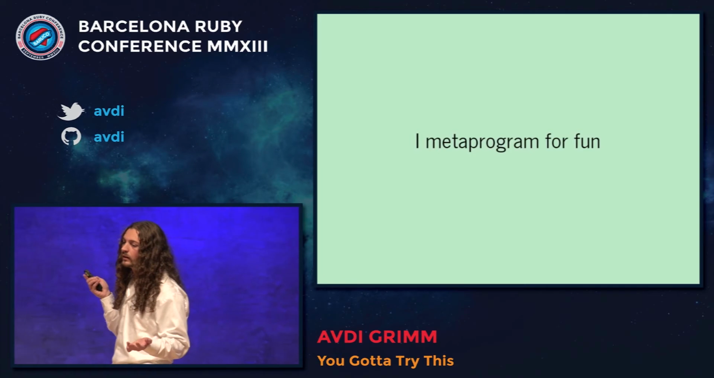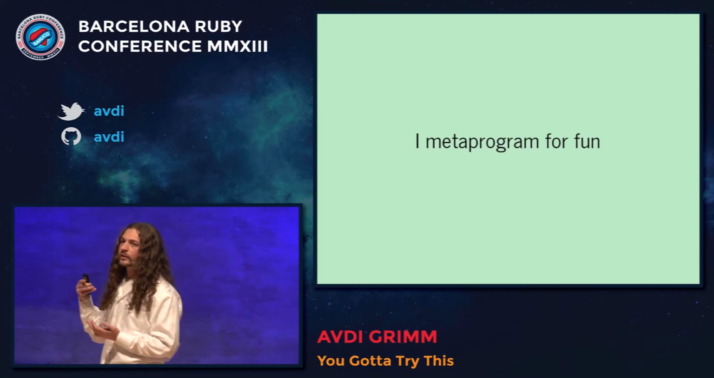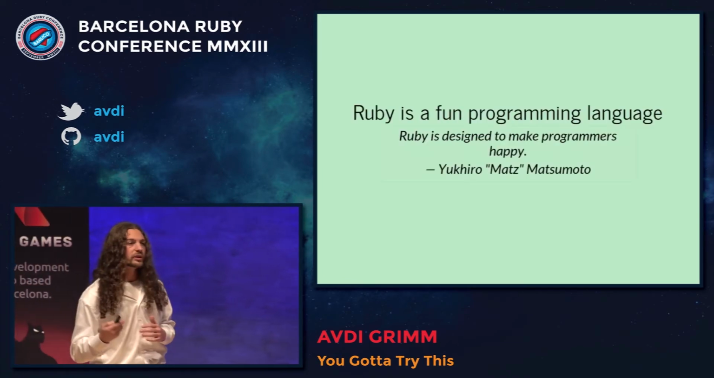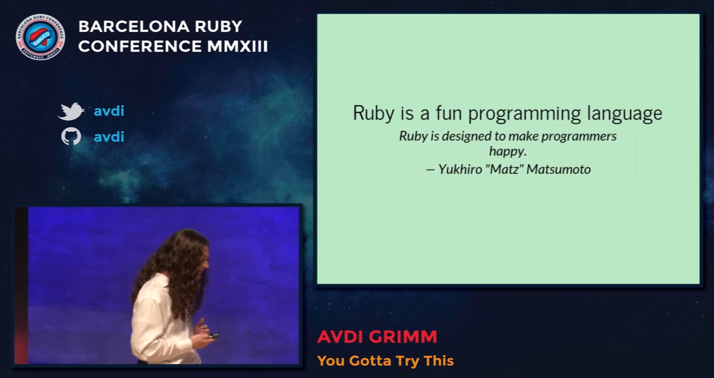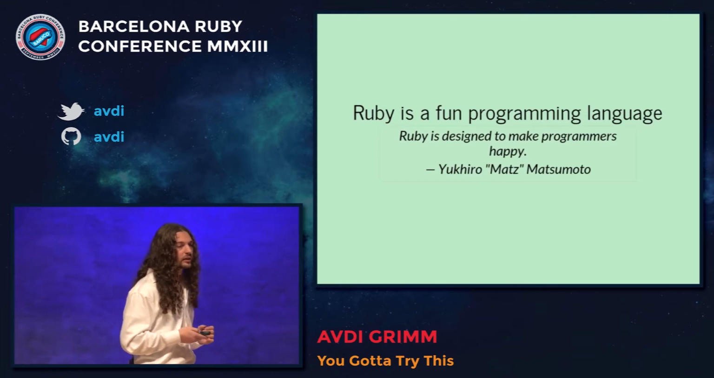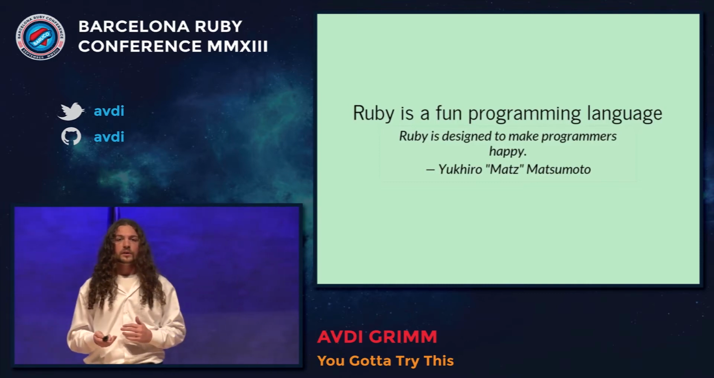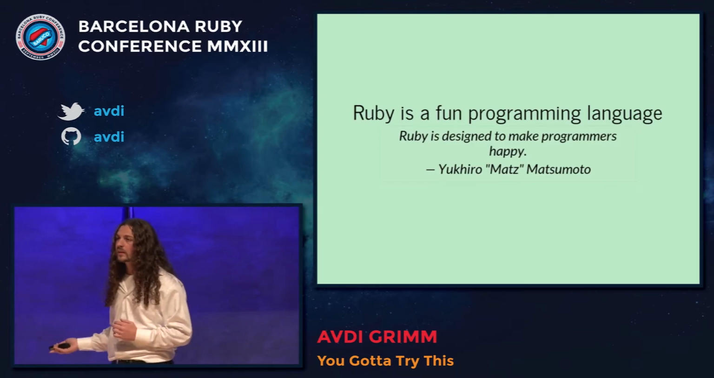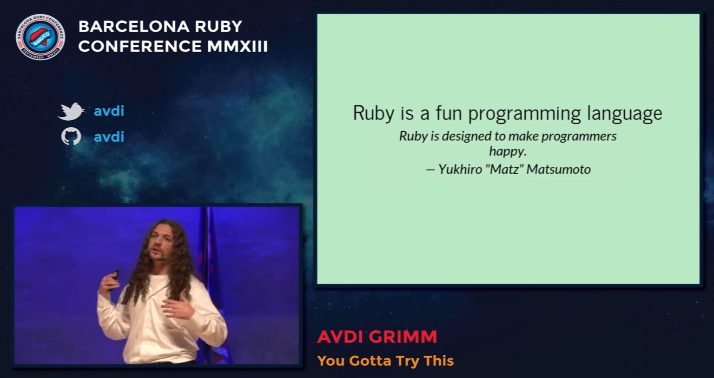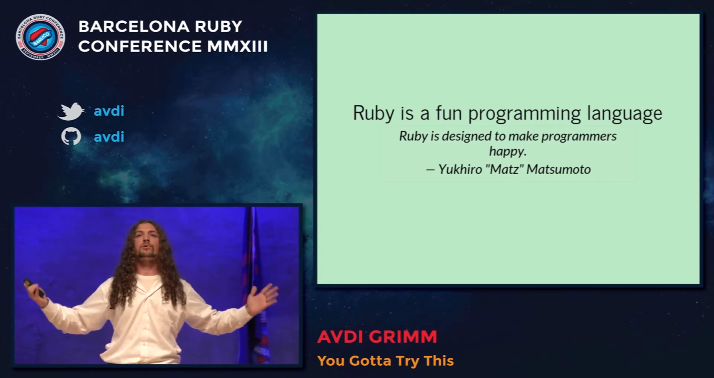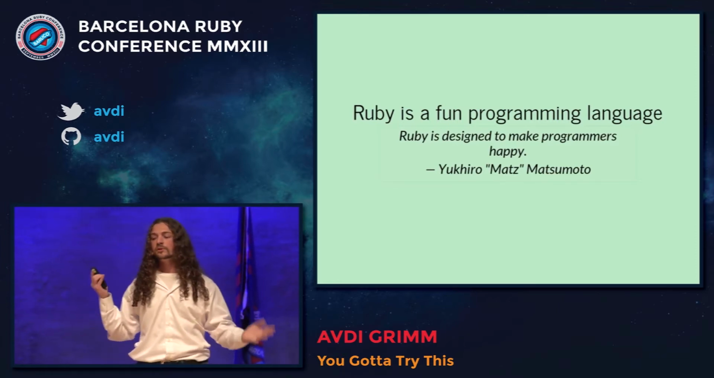And if you like to metaprogram for fun, Ruby is a pretty cool language to do it in. After all, Ruby is a language that was created to be fun for programmers, to make programmers happy. And its metaprogramming capabilities have some interesting characteristics.